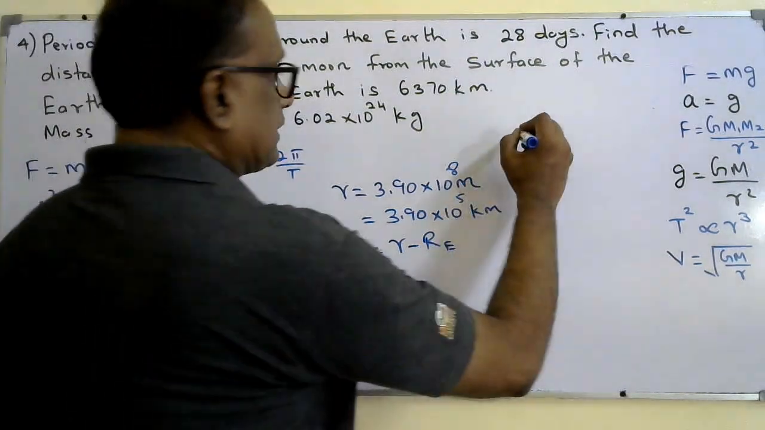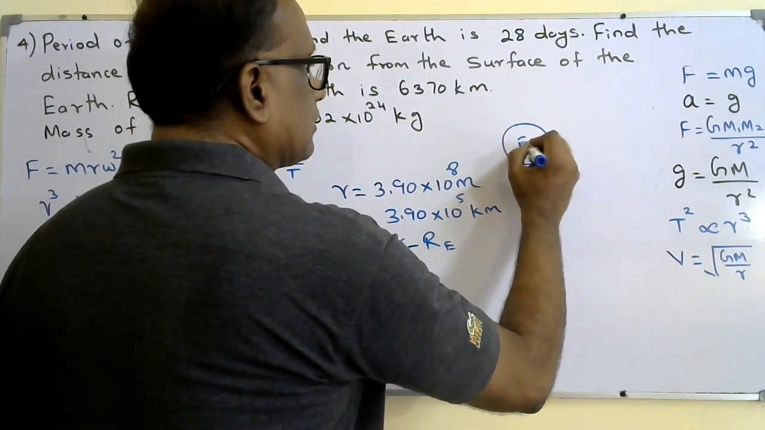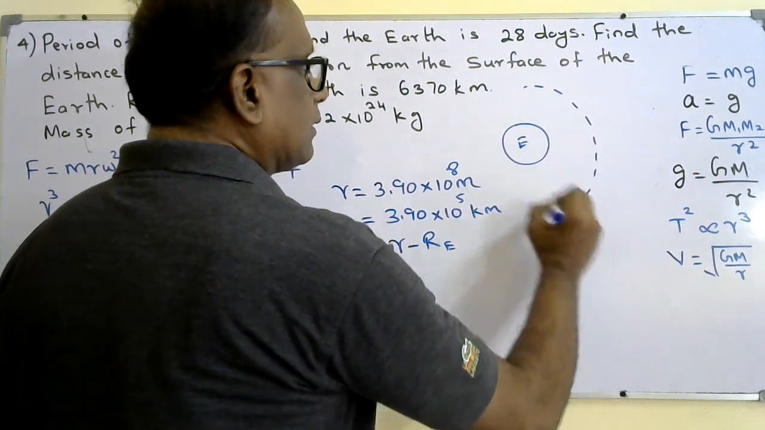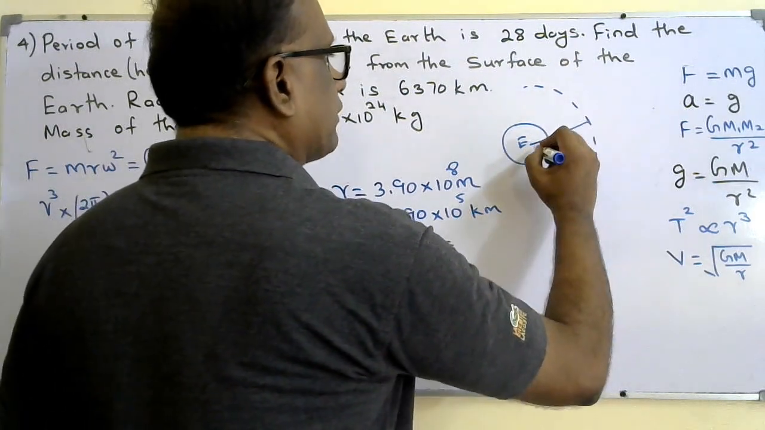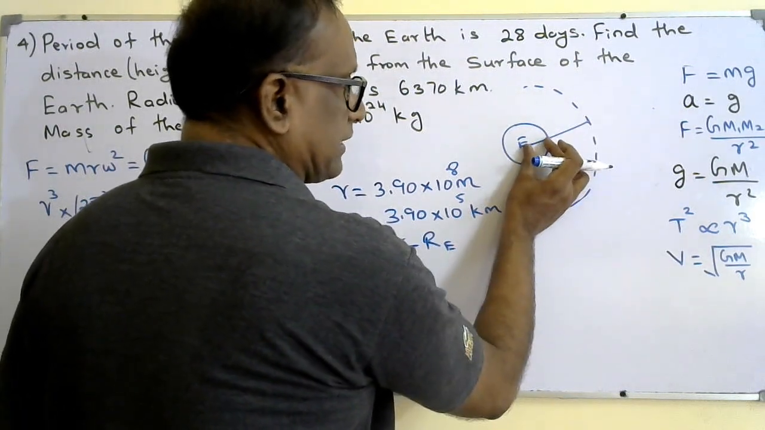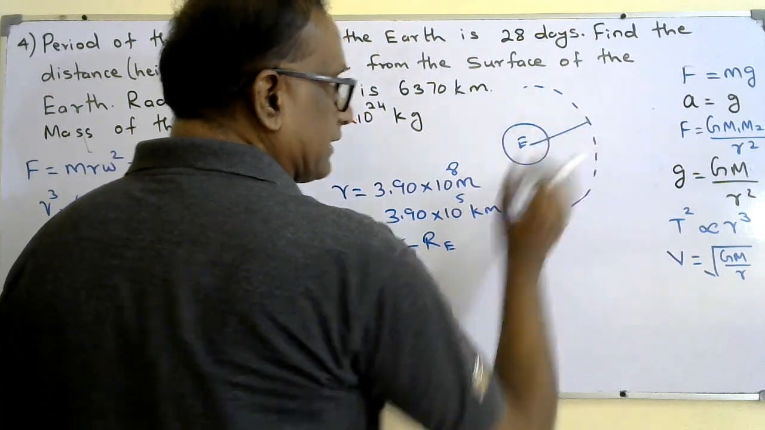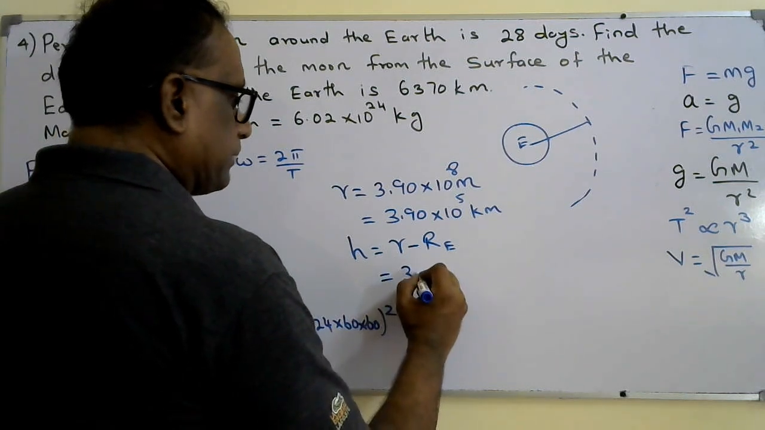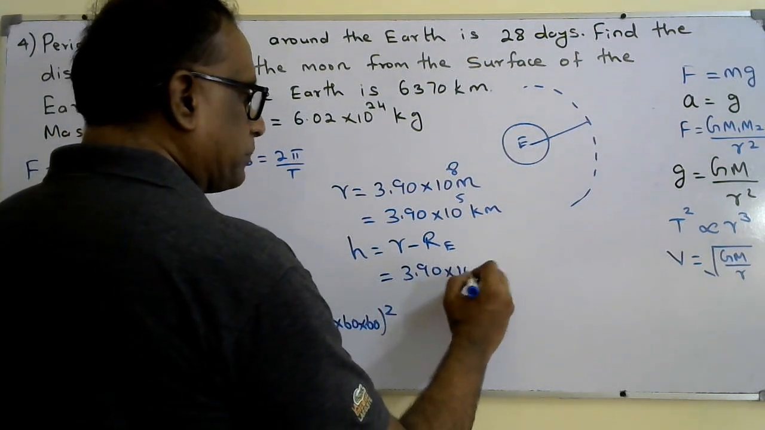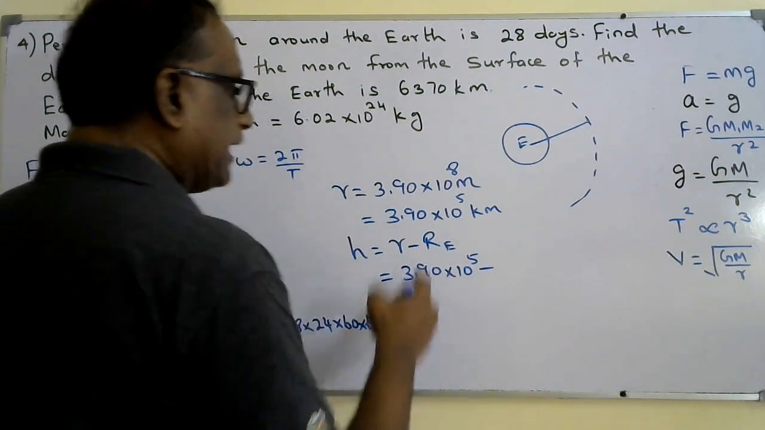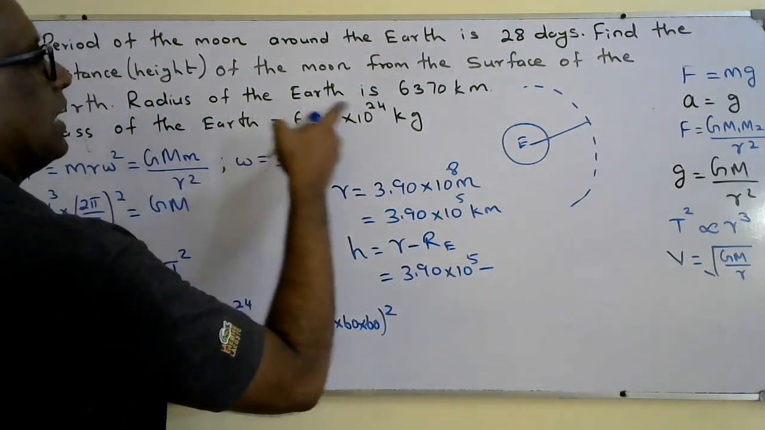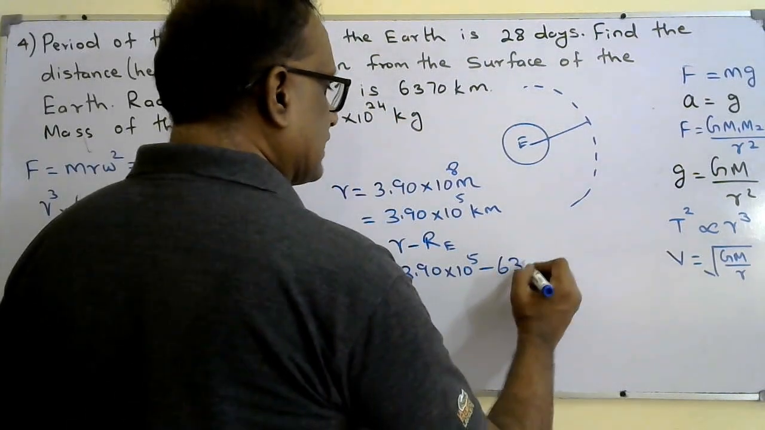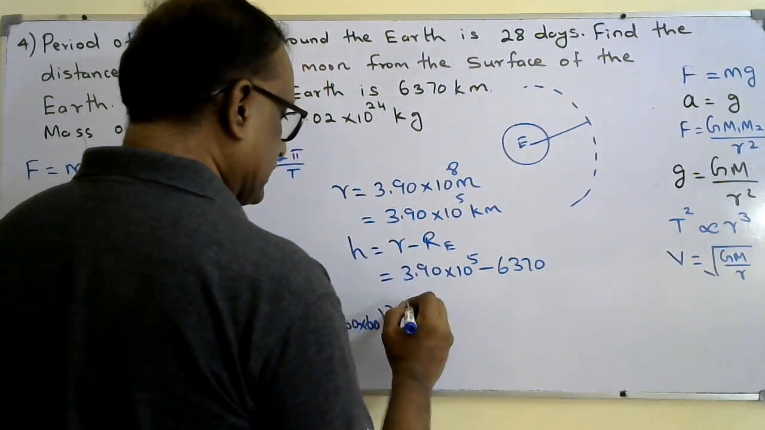is it? So this is the Earth, this is the orbit. So we know the radius of the orbit. From the radius of the orbit we subtract the radius of the Earth, and we will get the height. Okay, so the height we need to find. That's the radius of the orbit, 3.90 × 10^5, minus the radius of the Earth, which is given as 6,370, that also in kilometers.